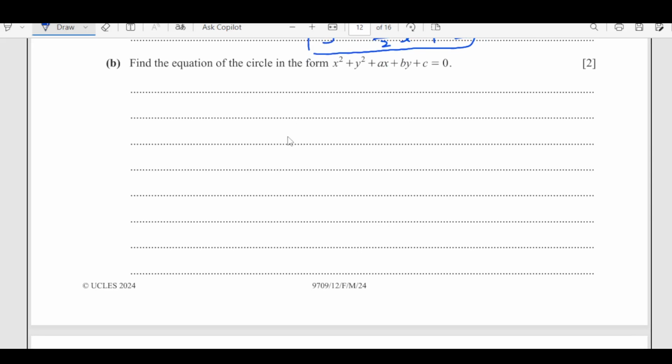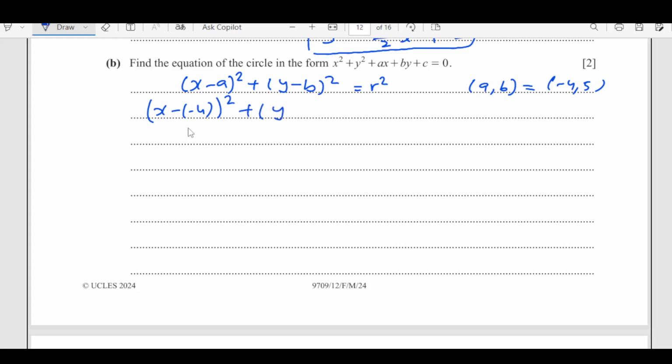Now for the equation of the circle, find the equation of the circle in this form. Now we know that the equation of the circle is (x minus a) squared plus (y minus b) squared equals r squared, right? Here a and b are the center, and the center is given as negative 4 and 5, right? So we are going to substitute here. So that is going to be (x minus negative 4) squared plus (y minus 5) squared equals r, which is square root 20, and then the square of that.